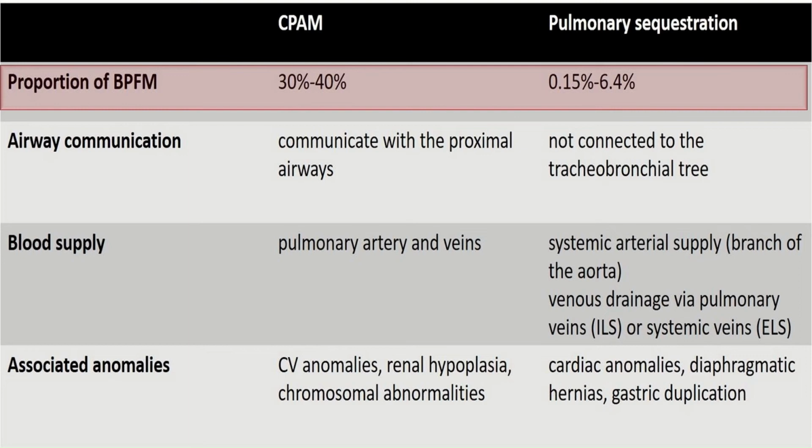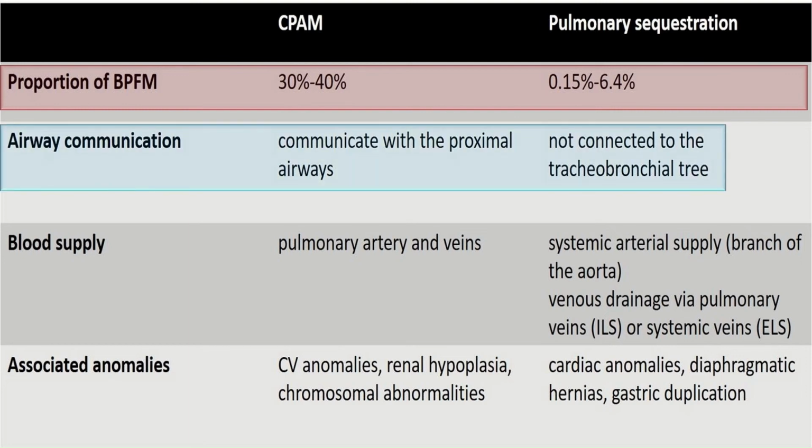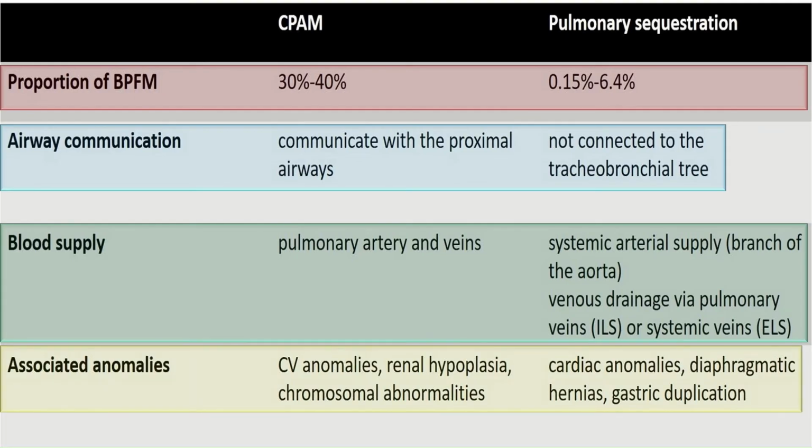The multiple lobes communicate with the proximal airway in case of CPAM, while these are not connected to the tracheobronchial tree in case of pulmonary sequestration. The blood supply in case of CPAM is pulmonary artery and veins. In case of pulmonary sequestration, it is systemic arterial supply, a branch of the aorta. Venous drainage is via pulmonary vein or the systemic veins. The associated anomalies in case of CPAM include cardiovascular anomalies, renal hypoplasia, chromosomal abnormalities. In case of pulmonary sequestration, the associated anomalies include cardiac anomalies, diaphragmatic hernia, gastric duplication.